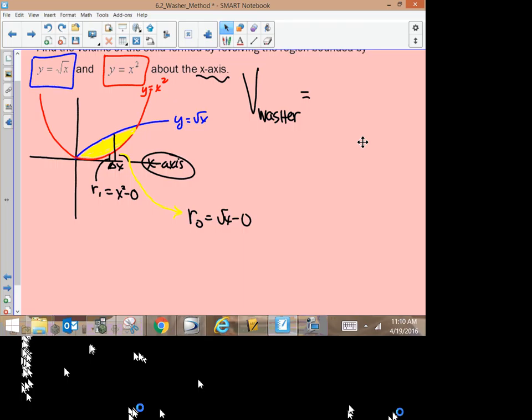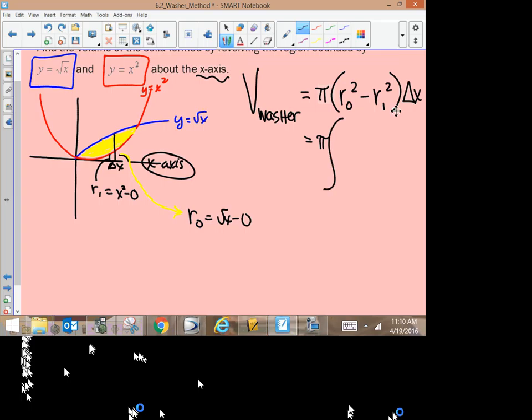All right, so we have pi times r out squared minus r in squared, times change in x. R out is x squared. Don't forget to square. Sometimes if I take shortcuts, I do forget the square. And the square root of x, squared, times pi. Yes, the other way around, because our outside is x squared.